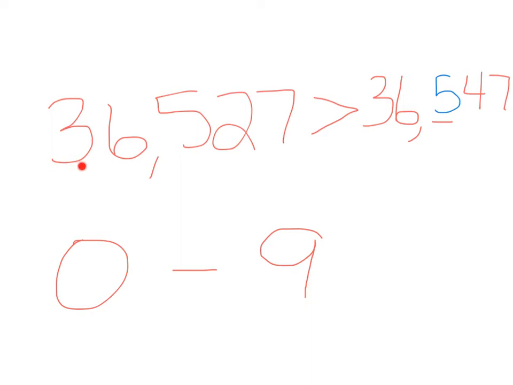Well, let's look closely. We have a 3 and a 3, both in the 10,000s place. We have a 6 in the thousands place, 6 in the thousands place, 5 in the hundreds place, 5 in the hundreds place. Then I have a 2 in my tens place and a 4 in my tens place. Well, this is saying that 36,527 is greater than 36,547, and that's not true. So in this case, 5 would not work, and that means any number greater than 5 would also not work. So all the possible answers for this problem, the digits 0, 1, 2, 3, and 4 would all be possible correct answers.